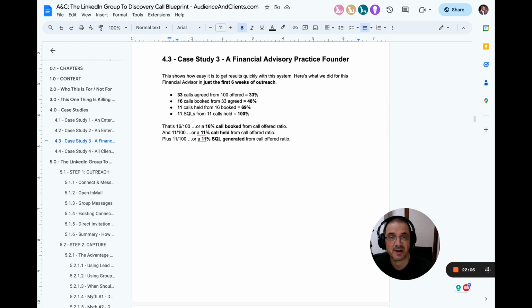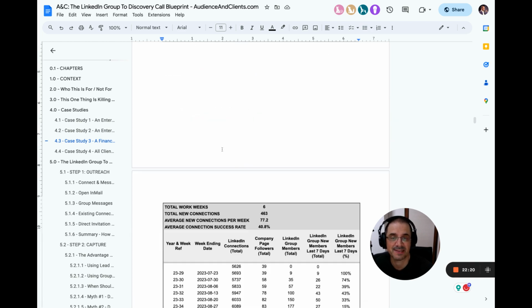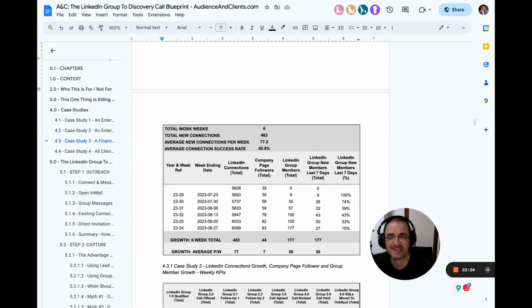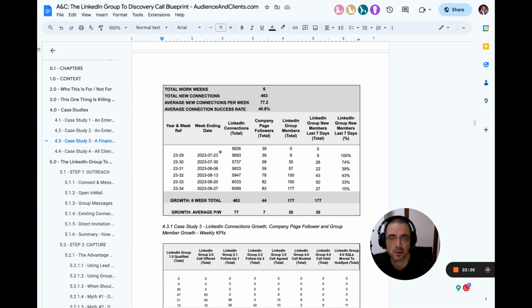for this financial advisor. So that's 16 out of 100, or a 16% call booked from call offered ratio, and 11% call held from call offered ratio, and an 11% sales qualified lead generated from call offered ratio, which is amazing, incredibly quickly. So this is the growth. This is what can happen just in a space of a few weeks.